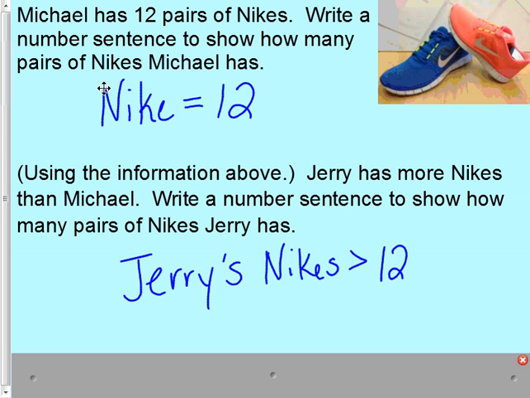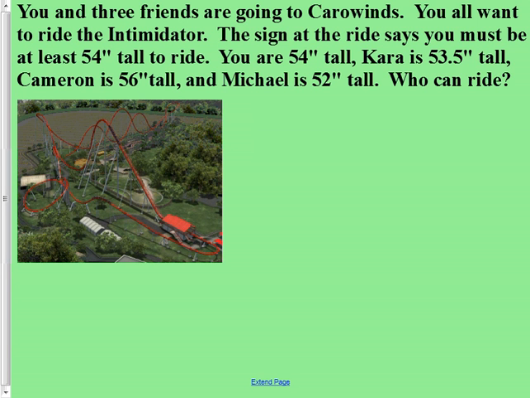Another example of where you might see this is if you look at something like this. We see this a lot. You and your friends are going to Carowinds. You all want to ride the Intimidator. The sign at the ride says you must be at least 54 inches tall to ride. You are 54 inches tall. Kara is 53 and 5/10 inches tall. Cameron is 56 inches tall, and Michael is 52 inches tall.